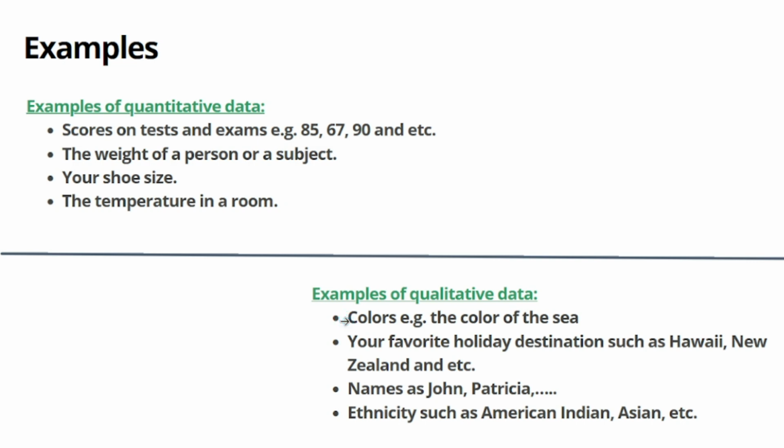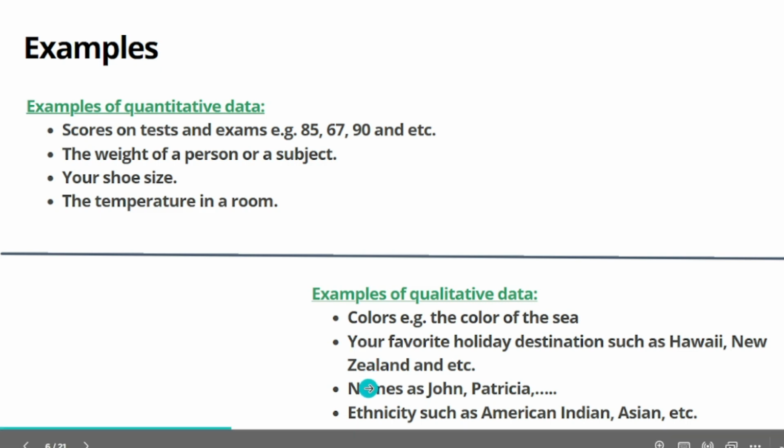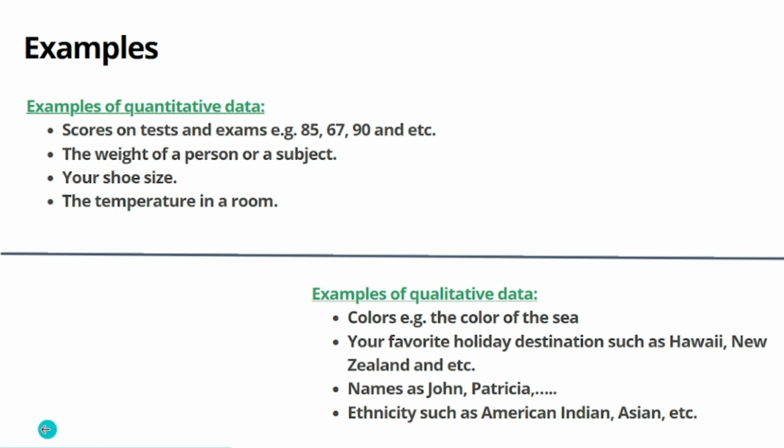As I already said, the qualitative data represents the name, label or a description about the data. So the color of a sea is a description about the sea, so it is qualitative data. The favorite holiday destination places like New Zealand, Hawaii, etc. are examples of qualitative data. The name of a person, like John, Patricia, are examples of qualitative data. The ethnicity such as American, Indian, Asian, etc. are examples of qualitative data because they are used to represent a label or the description about a particular data.